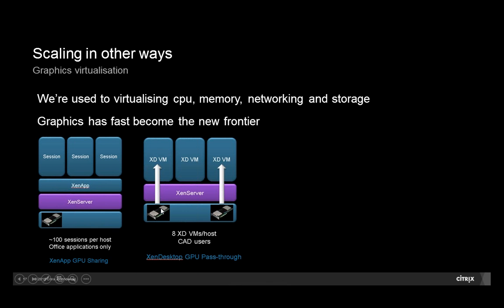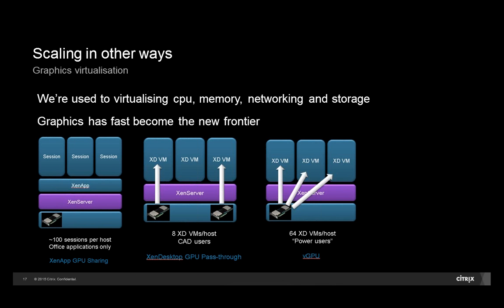Then we made it possible, originally on 8, but now on even more VMs per host, to give a whole GPU to a XenDesktop VM for a power user that can work with advanced materials, do 3D rotations, etc. In XenServer 6.2, we added the ability to do vGPU. So this is virtualizing the last frontier, adding it onto all of the other virtualization technologies we've got there.